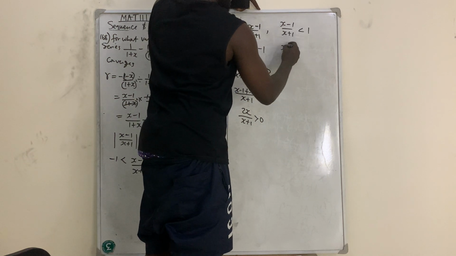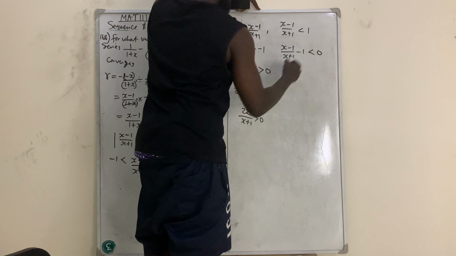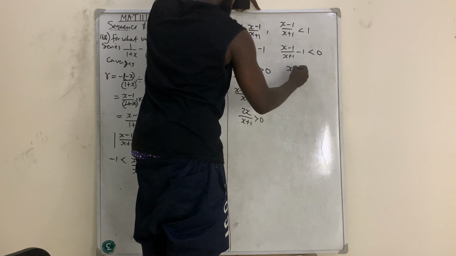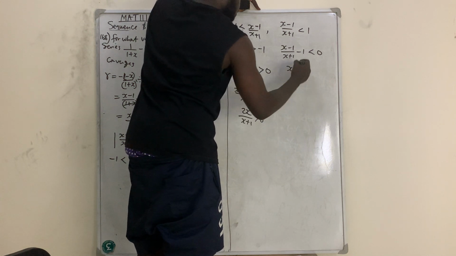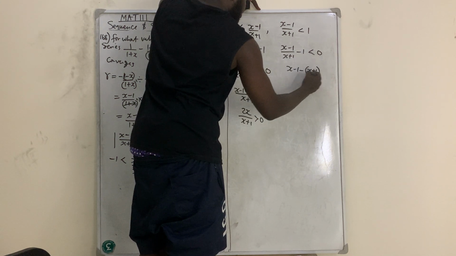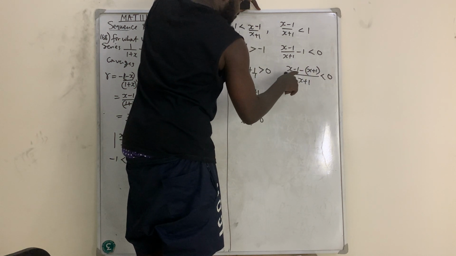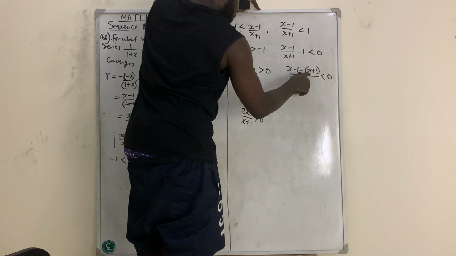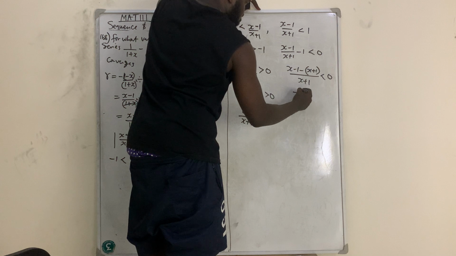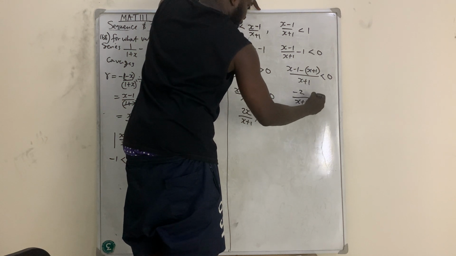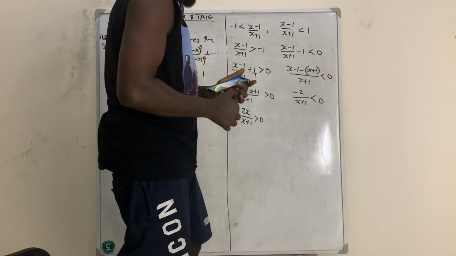This one coming here, I'm going to have (x minus 1) over (x plus 1) minus 1 is less than 0. So I'm going to have (x minus 1) minus (x plus 1), all over (x plus 1), is less than 0. So this and this is gone. So I'm having minus 1, which will give you minus 2 over x plus 1 is less than 0. Okay? So look at that.